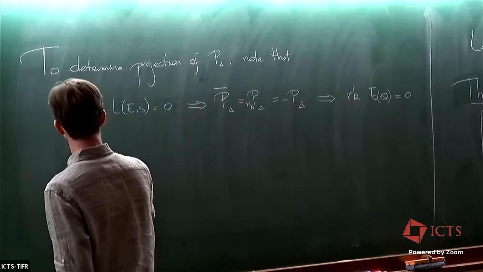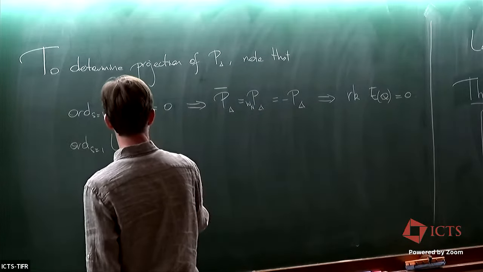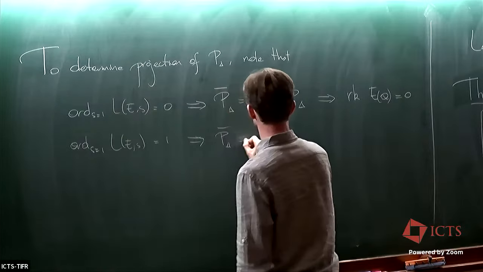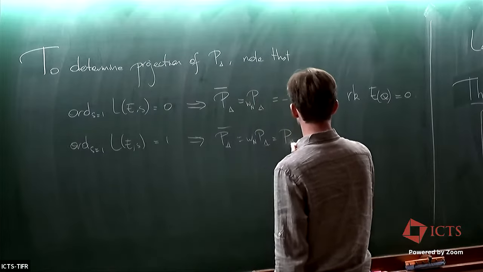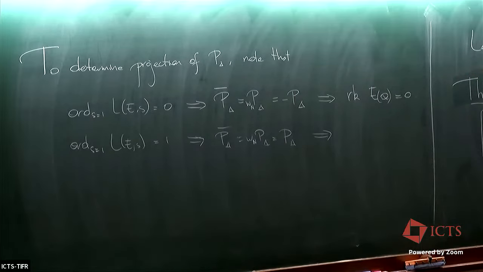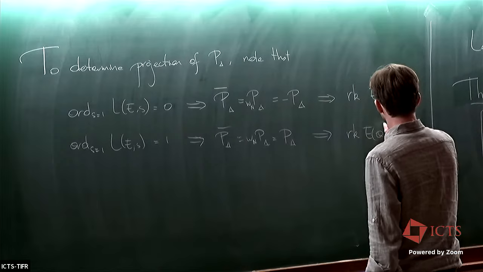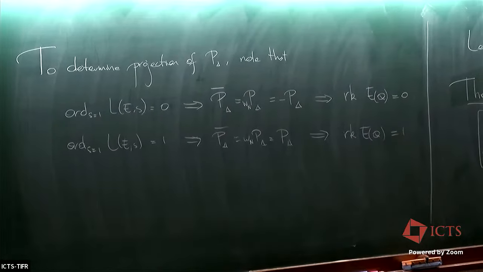And the argument is precisely the same when the analytic rank over Q this time is equal to 1, except the sign in the functional equation now is different. And so P delta is fixed by complex conjugation. It gives you a rational point. And since the rank over K was exactly equal to 1, also the rank over Q is at least 1, and therefore at most 1.